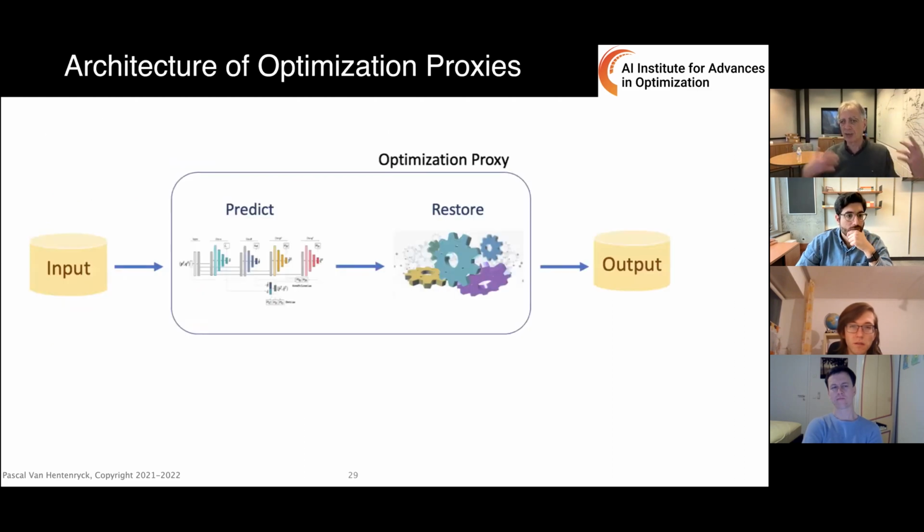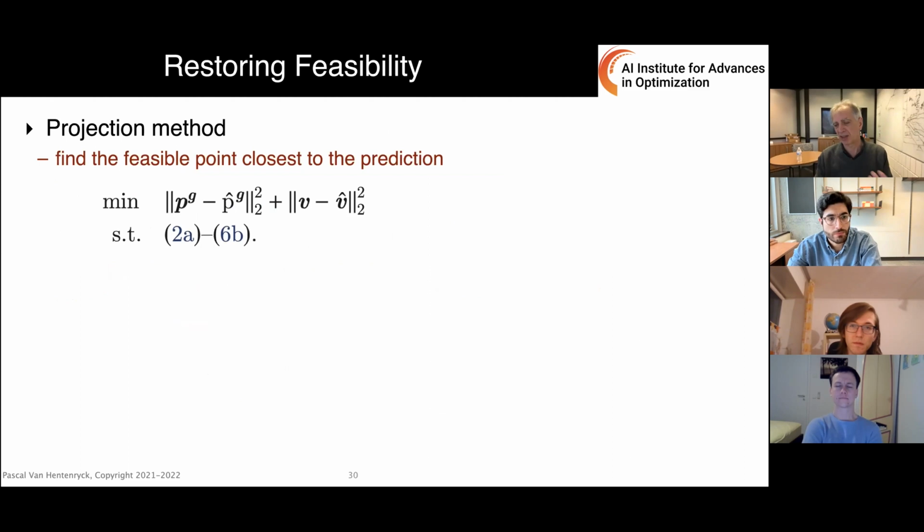And now you have to recover a feasible solution. What we typically do there is use an optimization problem which takes those predictions and tries to restore feasibility as quickly as possible and as precisely as possible. The ideal thing that you would like to do in general is a projection method. So you want to find the feasible solution which is as close as possible to your prediction, because you, in a sense, trust your prediction. But you have all these physical constraints that you have to satisfy.